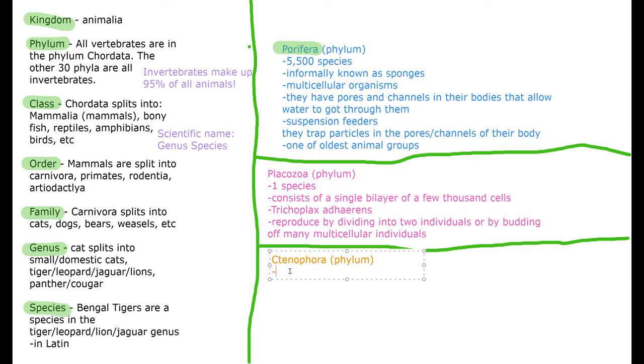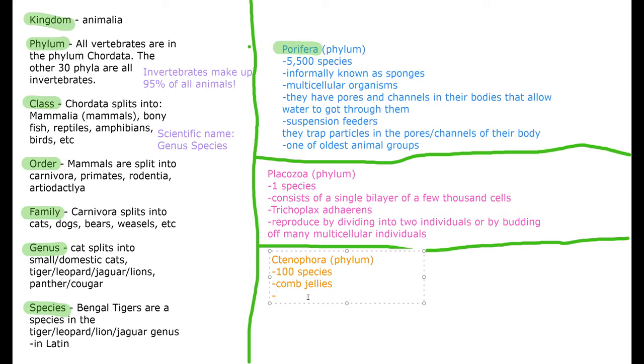So Ctenophora is the phylum, and there are 100 species in this phylum. And they are called comb jellies. They are cool. I'll show you a photo. They're really cool when you look at them.